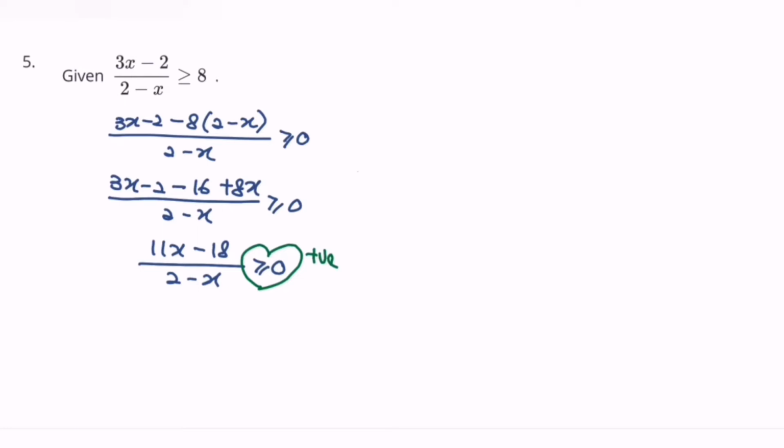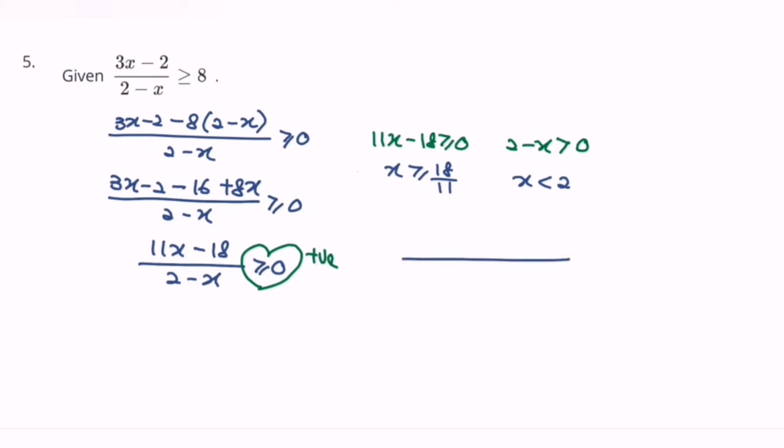So do remember, always assume positive. 11x minus 18 greater than or equal to 0, 2 minus x greater than 0. So do remember, cannot equate 0 for the denominator. So x greater than or equal to 18 over 11, x less than 2. So illustrate the situation on a real number line. So here we have 18 over 11 and then 2. Then a filled circle towards the right, an empty circle towards the left. So fill up the empty space with the negative sign and we have negative, positive, and negative.